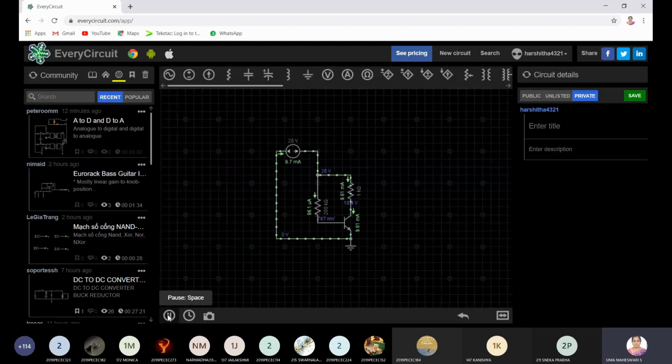You'll get a waveform like this. For the purpose of analysis, you can pause this waveform and see. All those values I shared in the PowerPoint. The total current is 9.7 milliamps. Collector current is 9.61 milliamps. Base current is 96.1 microamps. Your emitter is grounded, so emitter voltage is 0. The base voltage is going to be 787 millivolts, or 0.78 volts. So this is the first type of transistor analysis, that is DC analysis.